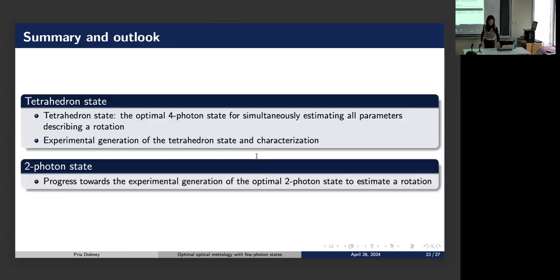Yeah, this brings us to the end of my talk. So just to sum up, I told you a lot about the tetrahedron state, and that's the optimal four-photon state that you can use to simultaneously estimate all the parameters that describe a rotation in polarization space. And I also talked briefly about the progress that we've made towards setting up an experiment to do a similar thing, but using two photons, and use that to estimate polarization rotation.